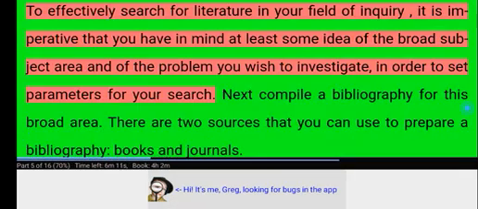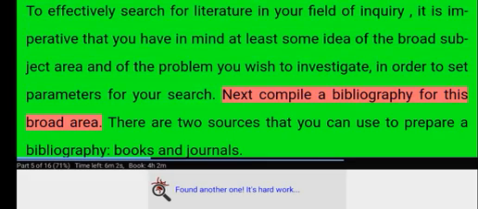Search for existing literature. To effectively search for literature in your field of inquiry, it is imperative that you have in mind at least some idea of the broad subject area and of the problem you wish to investigate, in order to set parameters for your search. Next, compile a bibliography for this broad area.